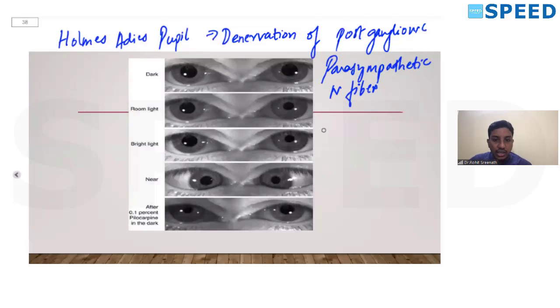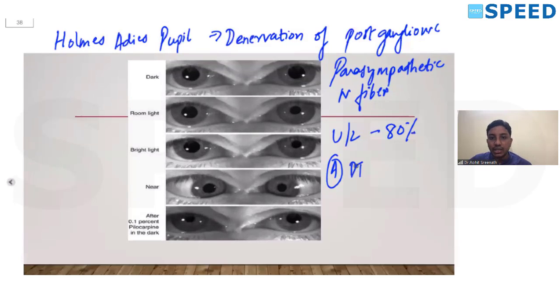Okay, so this typically is unilateral in about 80% of the patients. These patients typically have an absent deep tendon reflex. Typically your knee jerk is absent. And the other name for Adès pupil is also known as a vermiform pupil.